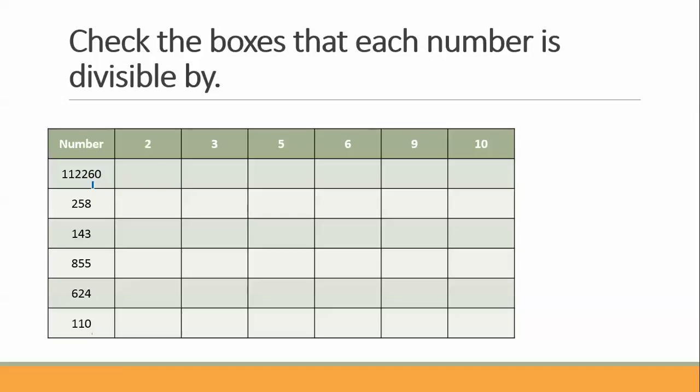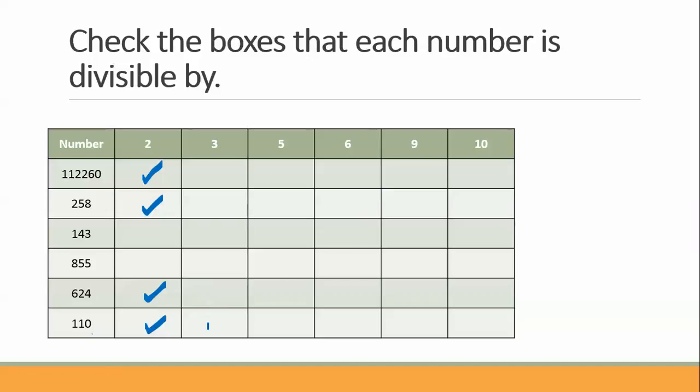112,260 is even because it ends in a 0, so it's divisible by 2. 258 is even because it ends in an 8, so it's divisible by 2. 143 is odd. 855 is odd. Those two are not divisible by 2. 624 is divisible by 2, and 110 is divisible by 2.